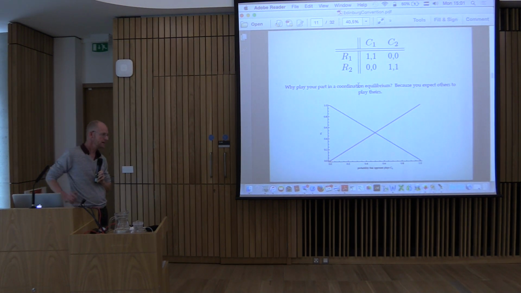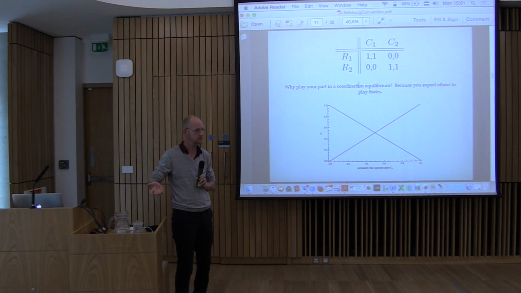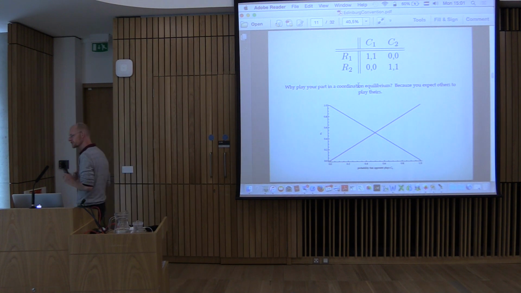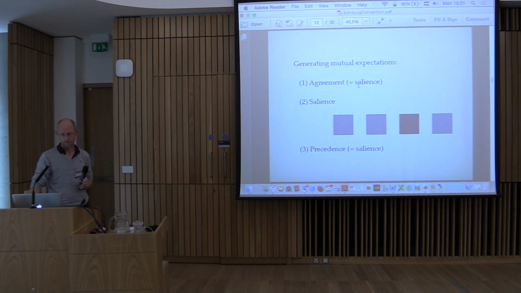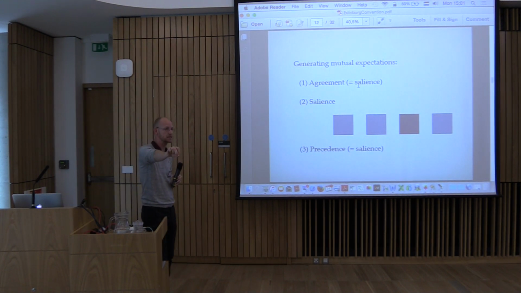So what you play depends on your expectations. But where do these expectations come from? So how to solve a coordination problem, it depends on your expectations. Okay, great. But where do these expectations come from? It depends on your expectation, but you also have to rely on somebody else's expectations, because they both have to be in agreement. Where do they come from?